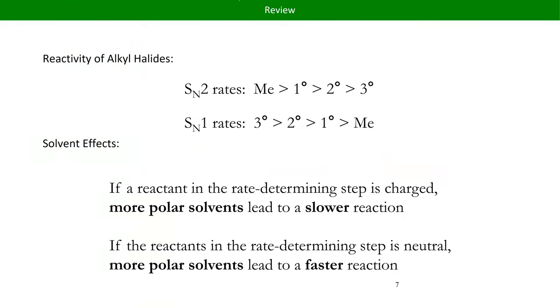Here's your overall review for SN1 versus SN2. SN2 rates: methyls faster than primary, faster than secondary, faster than tertiary. It's exactly opposite for SN1. This one, however, is due to carbocation stability, versus this one is based on sterics, having stuff get in the way. So they're not inversely proportional because these two mechanisms are diametrically opposed. There's two separate phenomena that operate in opposite directions that are causing them to be inverse rates.